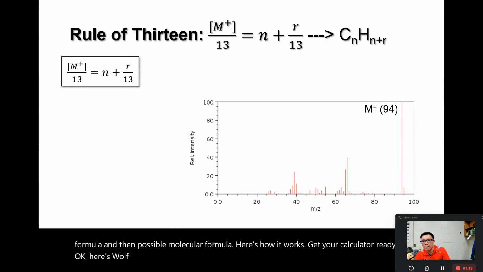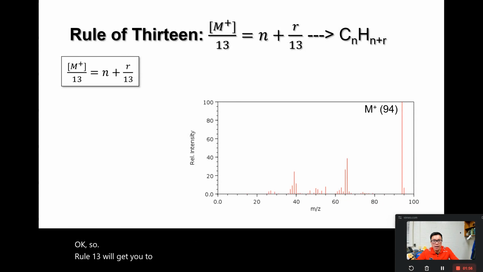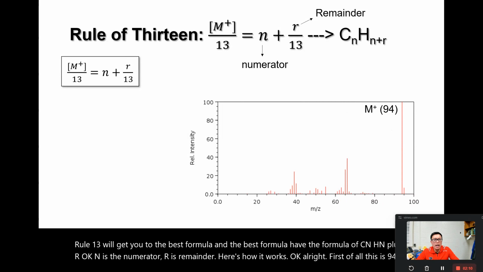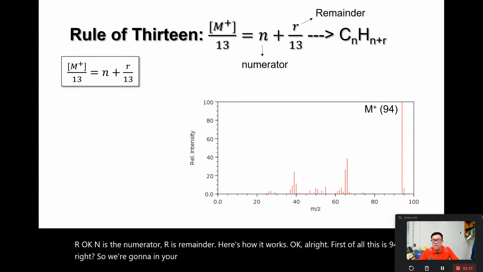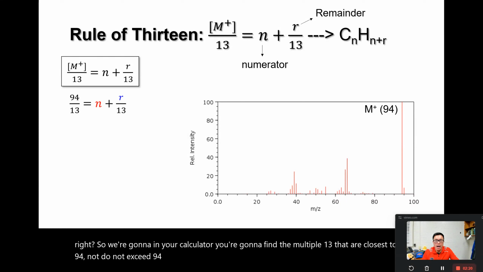It looks like a formula, but it's not really a formula. So this is how it works. Rule 13 will get you to the base formula, and the base formula has the form CnHn plus R, where n is the numerator and R is the remainder. First of all, this is 94. So in your calculator, you're going to find the multiple of 13 that is closest to 94. Do not exceed 94.